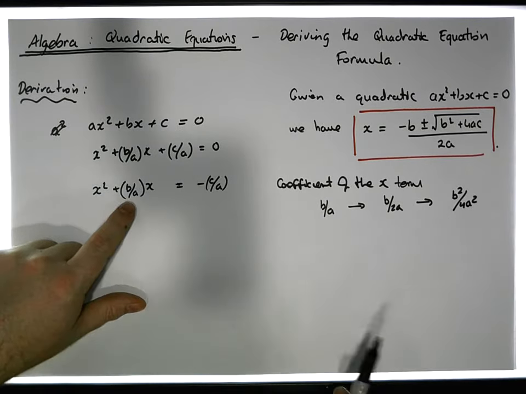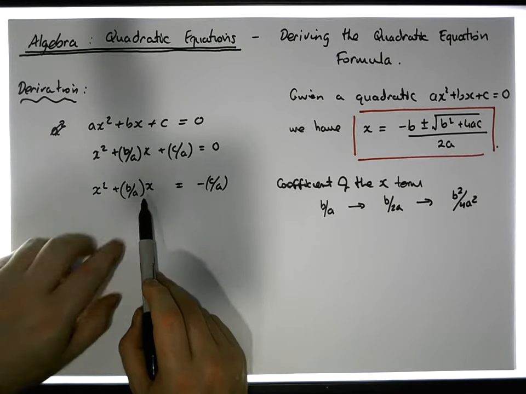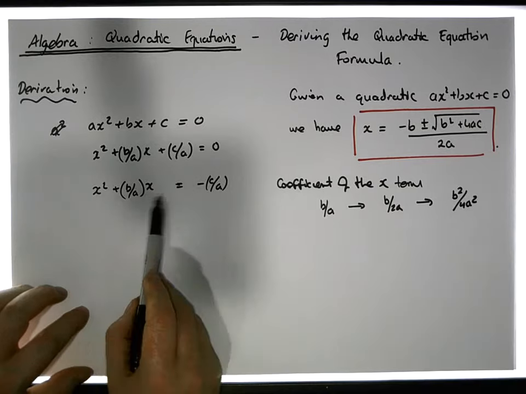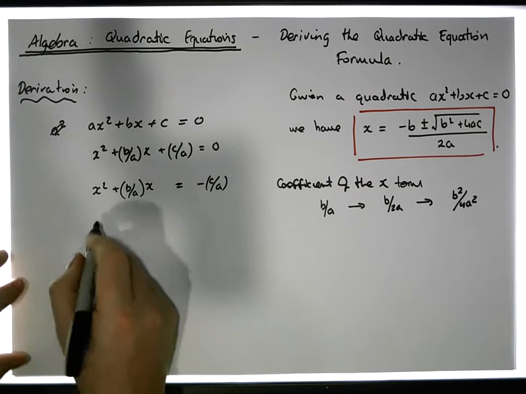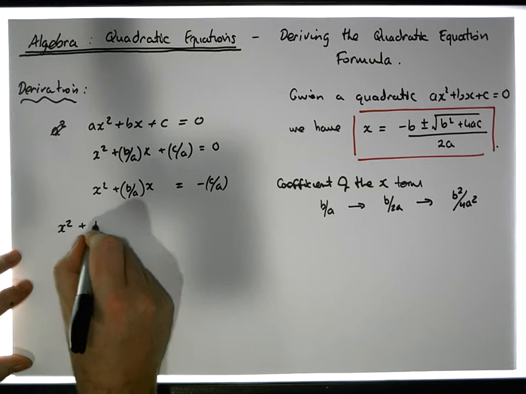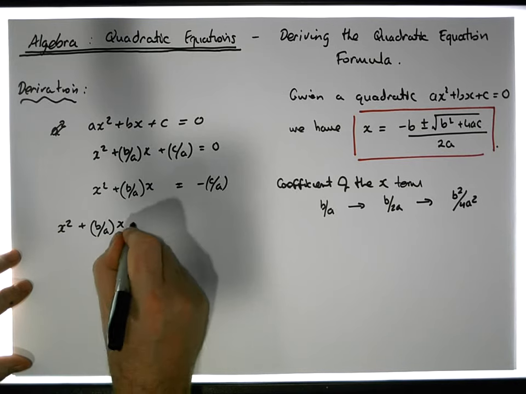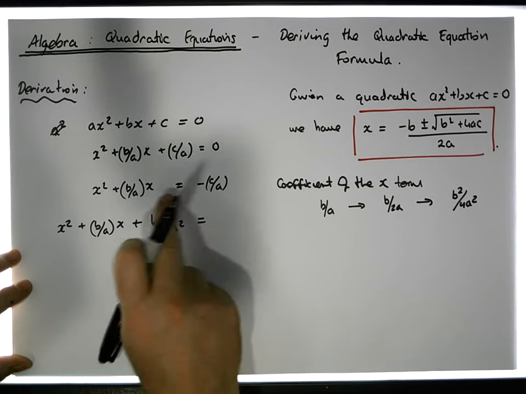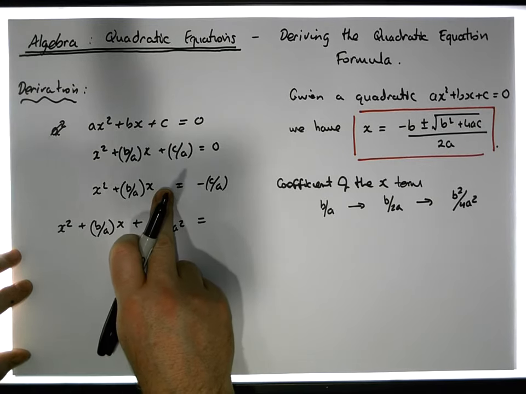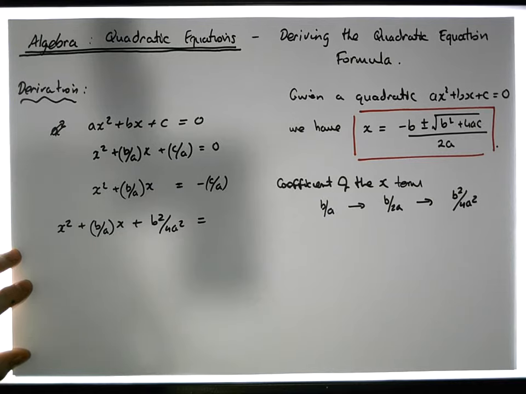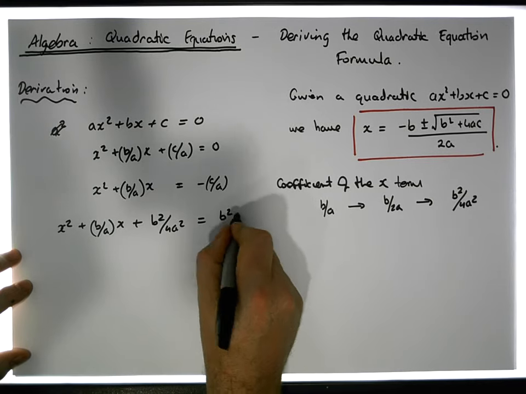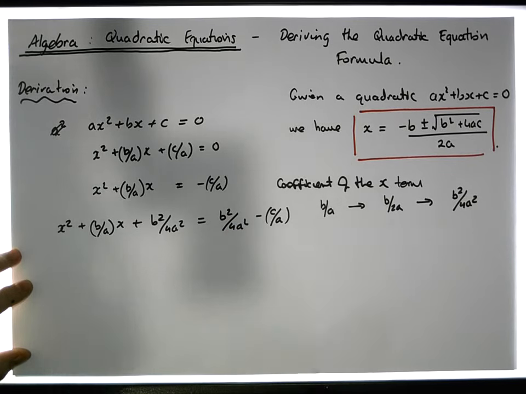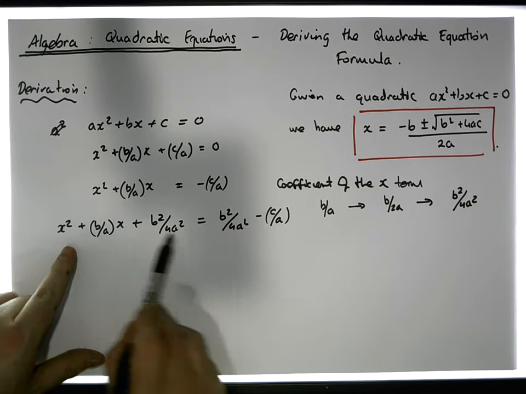So what completing the square tells us to do now is add this term to these terms. This gives us x squared plus b over a of x plus b squared over 4a squared, and since we added it to the left hand side, we should add it to the right hand side to balance the equation. So this gives us b squared over 4a squared minus c over a. Then we factor this particular thing here.